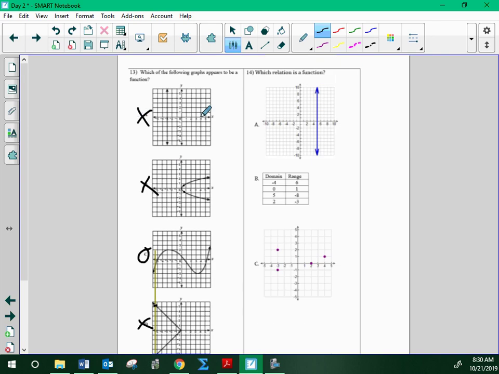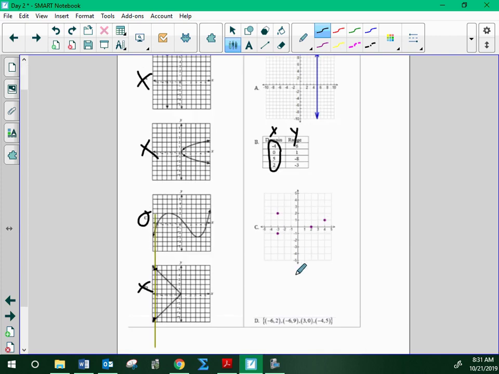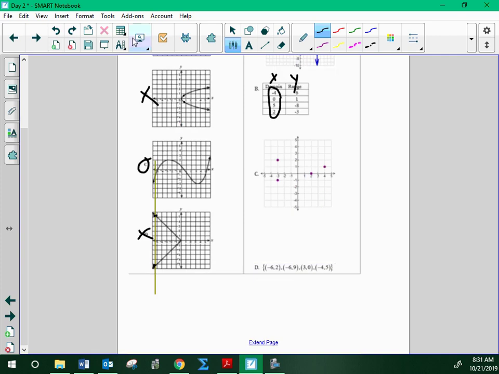Okay. And then number 14, it says which relation is a function. So again, for a graph, we do the vertical line test. We can do the vertical line test on here as well, or list out our ordered pairs. And then for B, remember domain is X, range is Y. So we want to look to see if we have any repeated X values. And then our ordered pairs down here at the bottom.